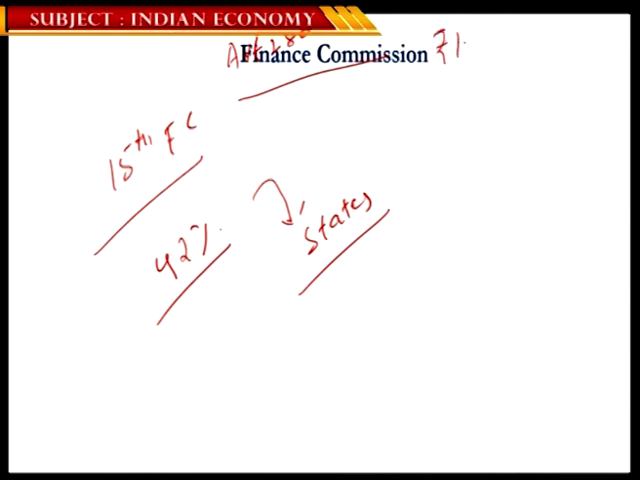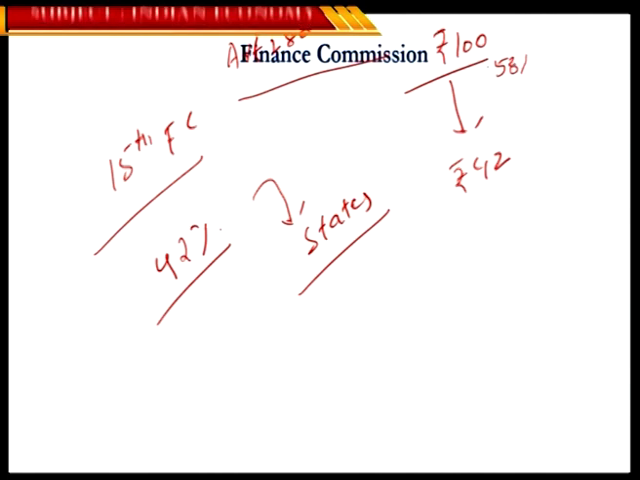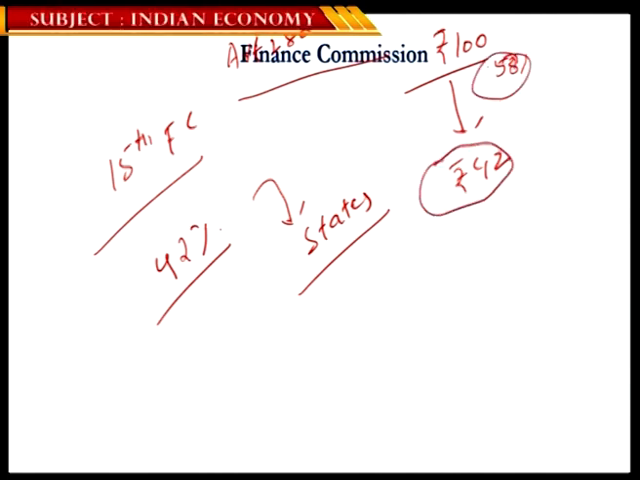So this 42%, what does it mean? Out of every 100 rupees of tax revenue the center makes, it is going to share around 42 rupees with all the states. So it does mean that 58 rupees is what the center keeps, and 42 rupees is what is going to be shared with the states. And this is what we call vertical distribution. The distribution of how the tax revenue is shared between the center and all the states and union territories is what we call vertical distribution.